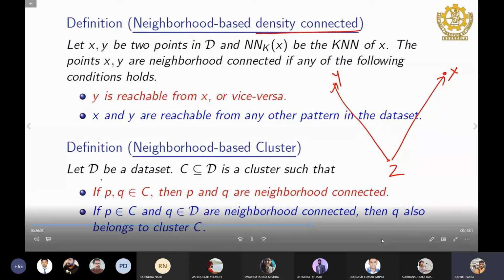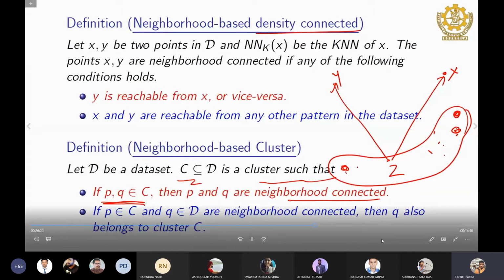And then finally they define the term cluster: a set of points is called a cluster if they are density connected. In the last class also we talked about this. If you take one point from here and another point from another cluster, you can say they form a cluster if they are density connected. Or if you take a point in a cluster and another point from the rest of the data set, not the same cluster, and if they are density connected, then obviously they will form a cluster, along the similar lines of DBSCAN.